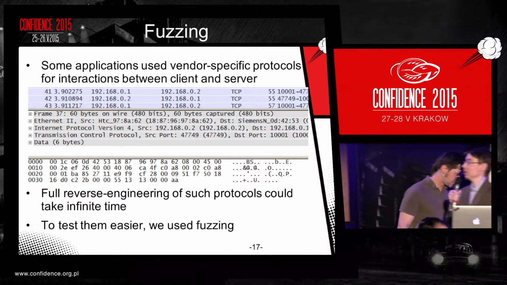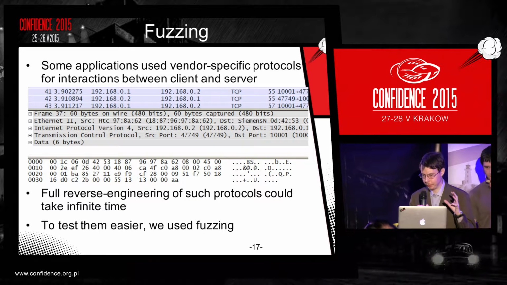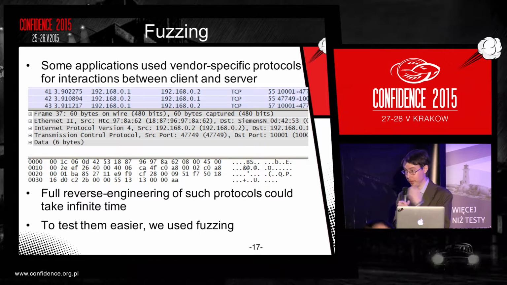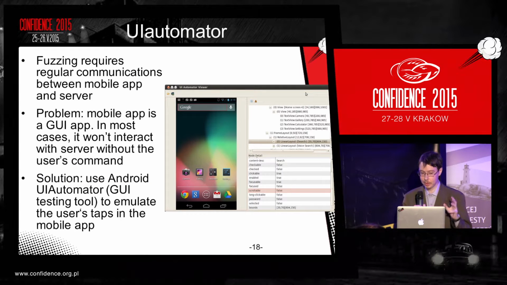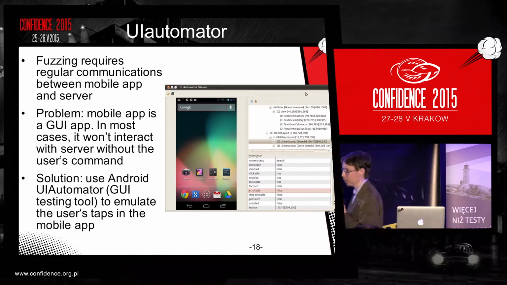Okay, now I will give a quick and brief intro on how to do fuzzing of GUI clients, because all these applications are GUI. Some applications use vendor-specific protocols for interaction between client and server, for example, some of such protocols shown on the screen. And full reverse engineering of such a protocol could take infinite time. To test them more easily, we used fuzzing. But fuzzing requires regular communication between the mobile application and server. And for mobile applications, the problem is that a mobile app is a GUI application. In most cases, it won't interact with the server without a user command, without tapping on some components on the screen.